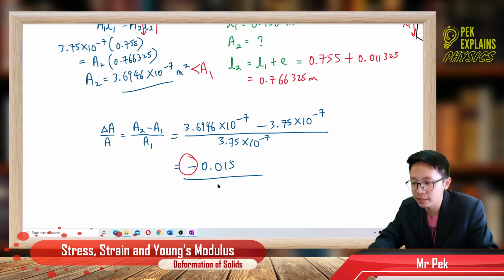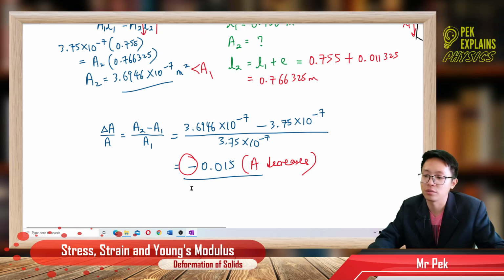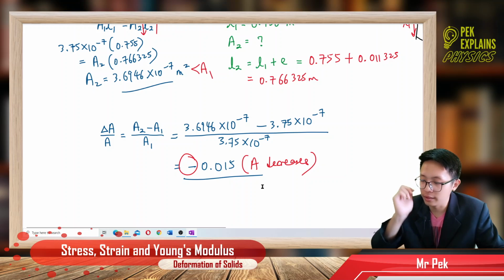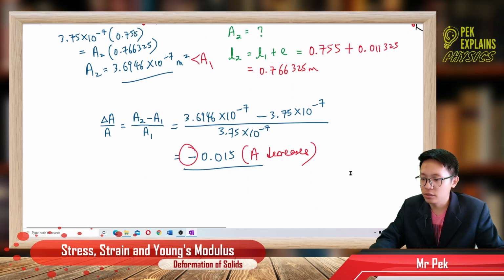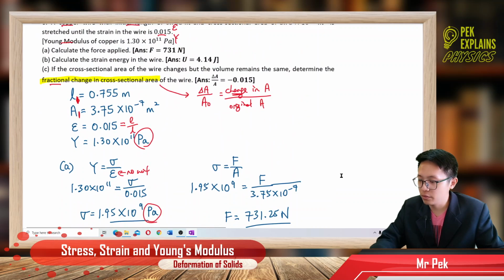So why is it negative? Negative because the area decreases when the wire is stretched. Okay, negative means the area decreases. So that's it. Very easy question.